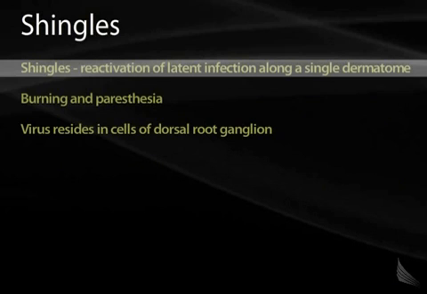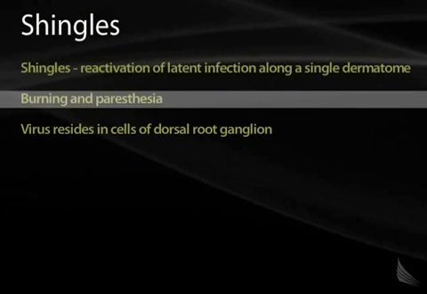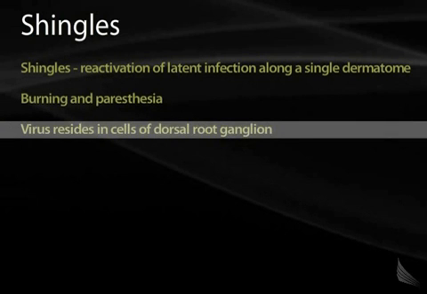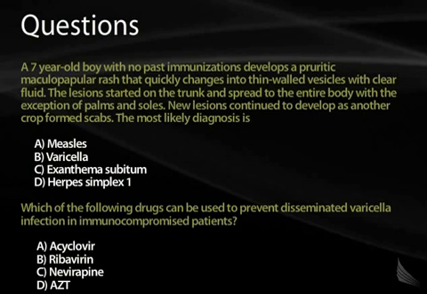Shingles is a reactivation of a latent infection along a single dermatome, often associated with postherpetic neuralgia, with burning and paresthesia, and the virus resides in the cells of the dorsal root ganglion.